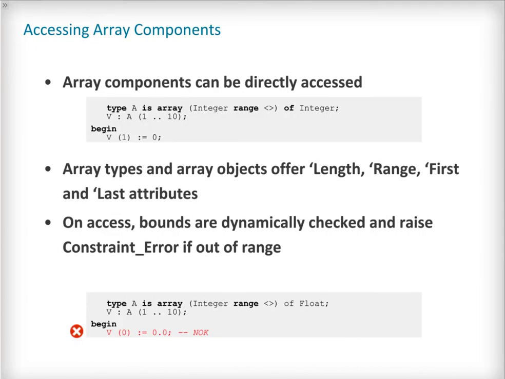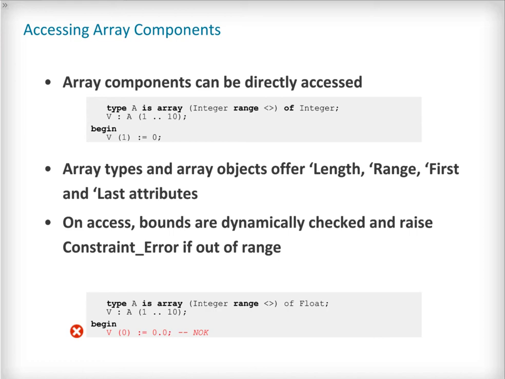Array components can be directly accessed if you have an index. So, for instance, here V is an array from 1 to 10. I'm accessing the element 1 of V and putting 0 to it. Arrays have specific attributes that allow you to extract the length, the range of indexes, the first index, and the last index, which are accessed through the length, range, first, and last attributes.